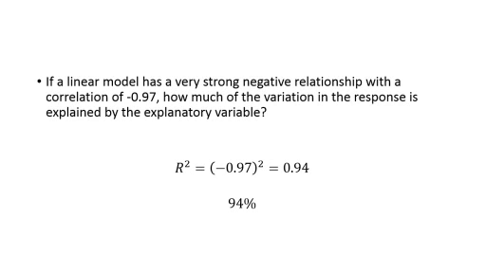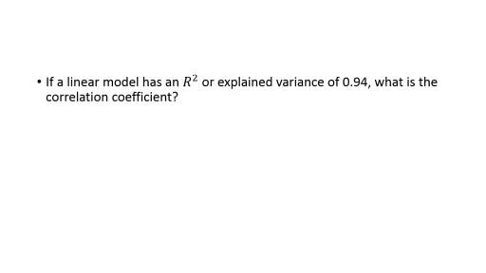Okay, so 94% of the data fits or explains that regression that we have drawn. Okay, so again, when you have your correlation coefficient, you square it to find the variation of the response. Okay, so if a linear model has an r squared or explained variance of 0.94, what is the correlation coefficient? Okay, so take a second. So what is the correlation coefficient? It is plus or minus 0.97.